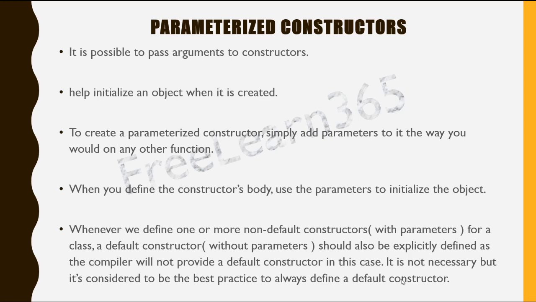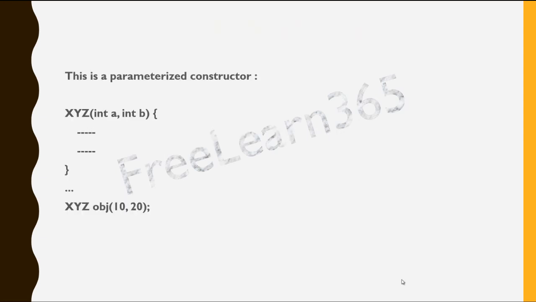However, whenever we define one or more non-default constructors, a default constructor should also be explicitly defined, as the compiler will not provide a default constructor in that case. It is not necessary, but it's considered to be the best practice to always define a default constructor in your program. This is how a parameterized constructor looks like. You will get more clarity when we look into the program of parameterized constructor.